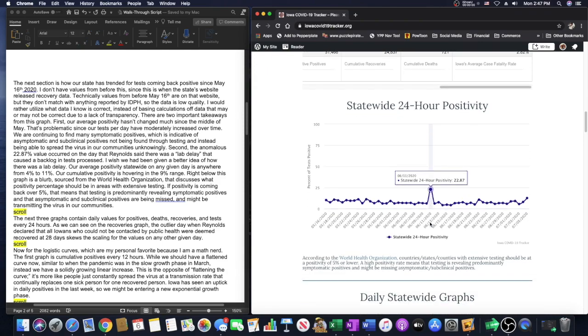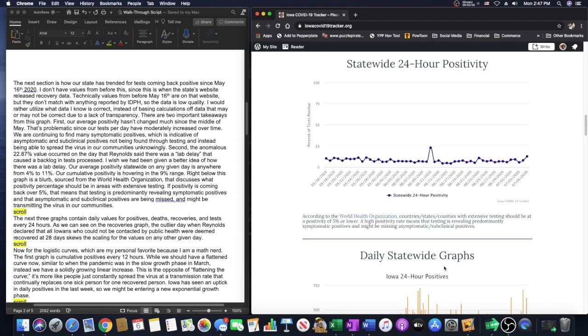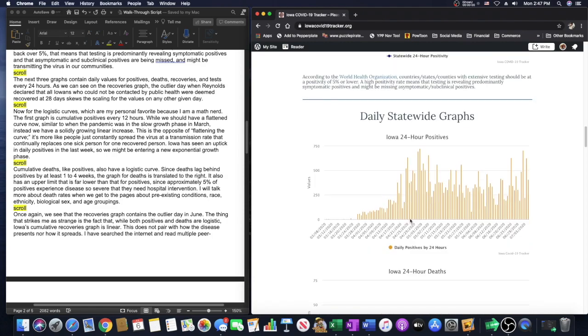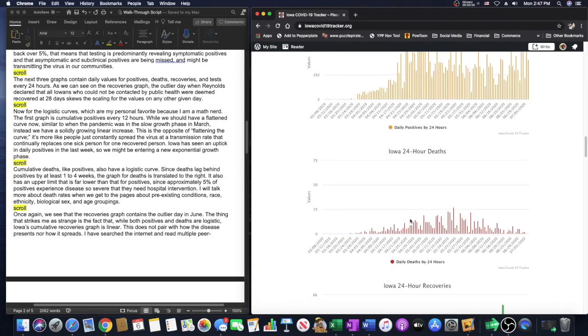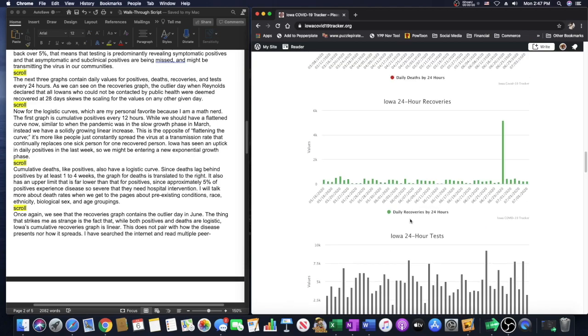Right below this graph is a blurb sourced from the World Health Organization that discusses what the positivity percentage should be in areas with extensive testing. If positivity is coming back over 5%, that means that testing is predominantly revealing symptomatic positives and that asymptomatic and subclinical positives are being missed, and that they might be transmitting the virus in our communities. The next three graphs contain daily values for positives, deaths, recoveries, and tests for every 24 hours.